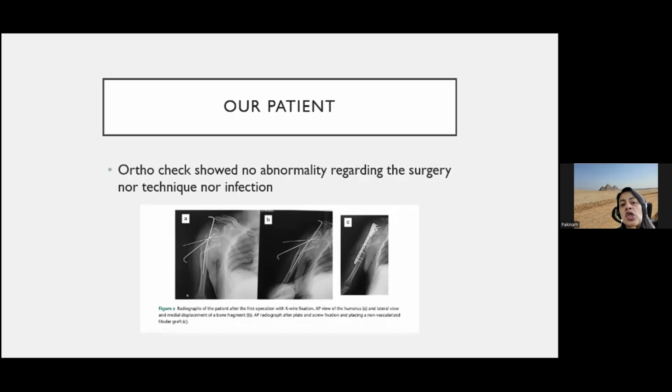So orthopedics checked that there's no abnormality regarding the surgery, nor the technique, nor the infection. Nothing. There was nothing wrong. It was a standard operation with plates and screws. Next, please.